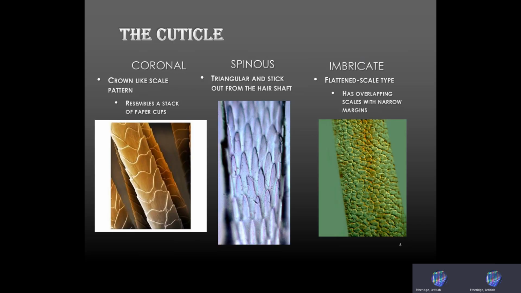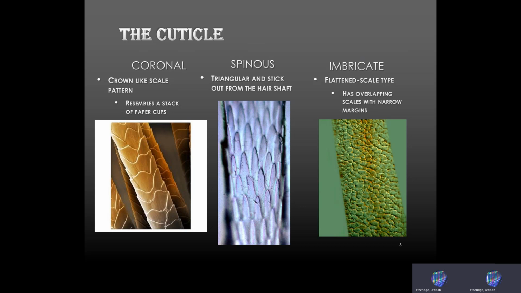The first one is coronal. It's called that because it looks like a crown. So there are crown-like scale patterns. You may think about it resembling a stack of paper cups. That's kind of what it looks like. If you take a look at this electron microscopic image, it does look like there are stacks of cups that are piled or stacked on top of each other.